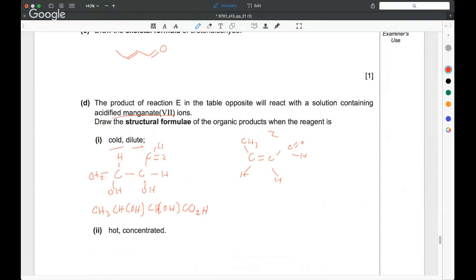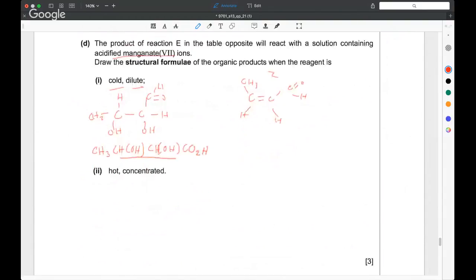So that's a little bit tricky there, because you probably thought the game was over by the time you did your diol. You think you got that right, but you've finished too early. Be careful, because you've got to check the aldehyde as well. That's getting oxidized, isn't it? Now, you had cold, dilute conditions up here, hot, concentrated conditions down here. And you need to know that under hot, concentrated conditions, acidified manganate 7 can split this molecule into this. You're getting 2 carbonyl compounds there. That's the one there.